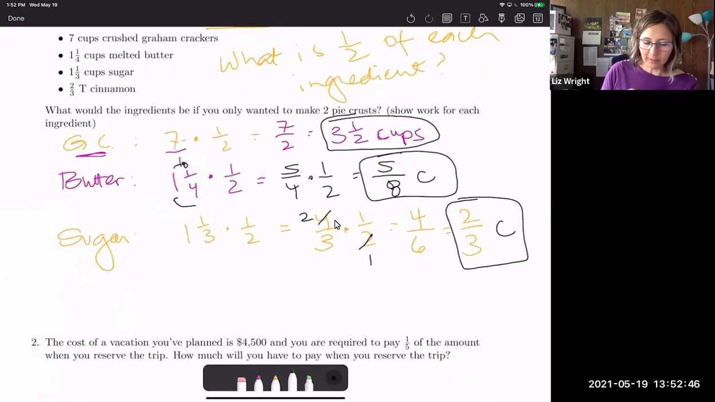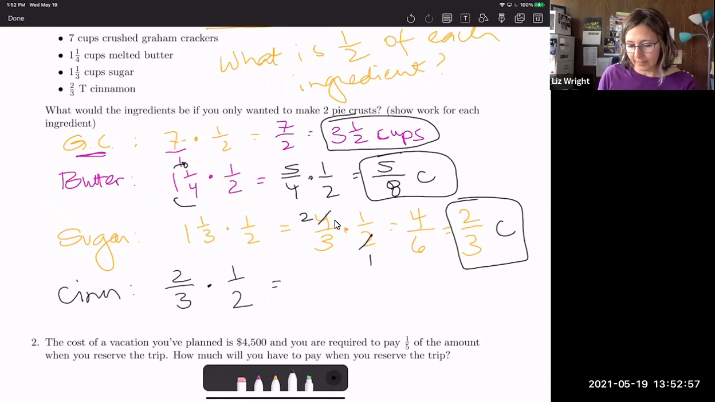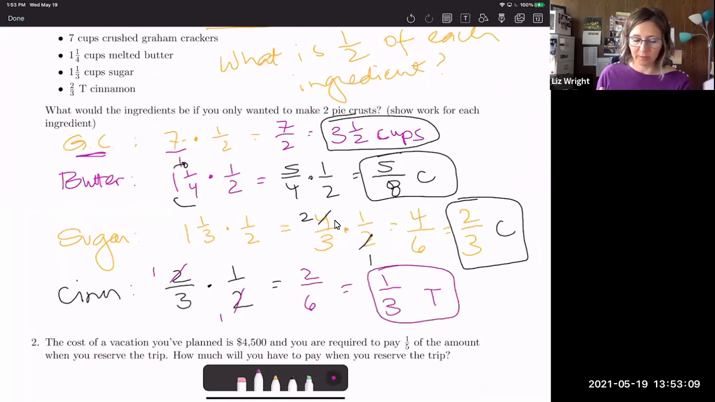And then the last one, the 2/3 tablespoon of cinnamon. So 2/3 times 1/2 is going to be, again, if you want, you could reduce. 2 and 2 is going to be 1. If you multiplied straight across, you'd get 2/6, which would reduce to 1/3 of a tablespoon. So not too much cinnamon there.